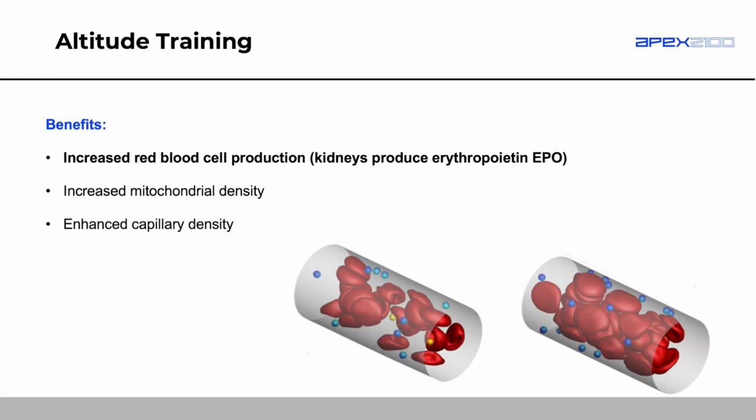We get an increased red blood cell production. When there's not enough oxygen in the body, the kidneys are going to produce erythropoietin, EPO, which is going to tell my body to produce more red blood cells. If I have more red blood cells, I can carry more oxygen.